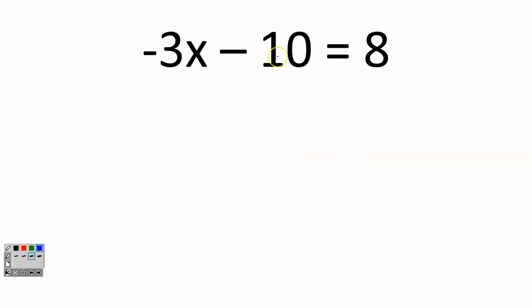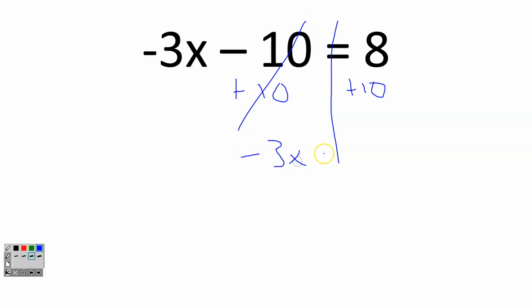So I have a negative 3x minus 10 equals 8. I draw my fence. I need to get rid of the term without a variable. That would be the 10. So inverse operation would be to add 10 to both sides. I have a negative 3x on this side, and I have an 18 on this side, 8 plus 10. So I'm going to divide by negative 3 because that negative 3 and that x are connected through multiplication. And I'm left with an answer of a negative 6.